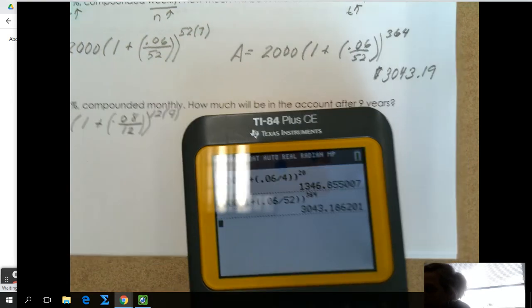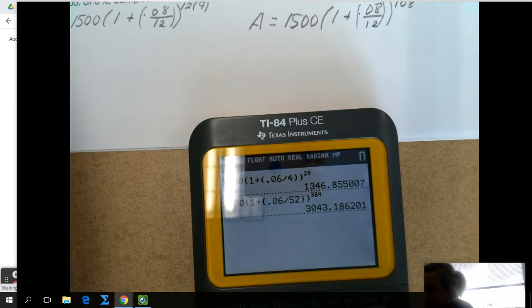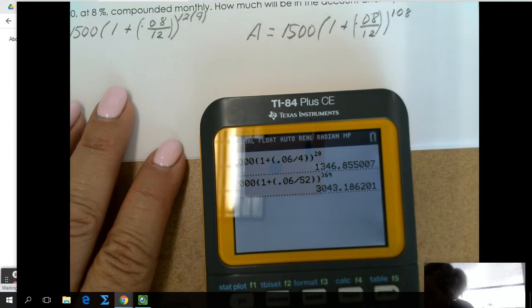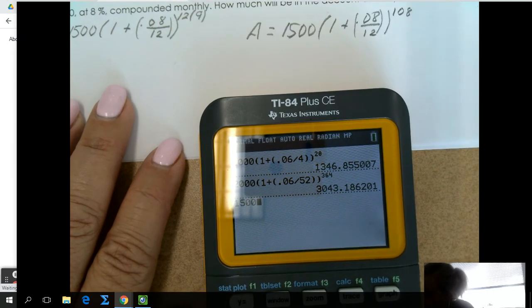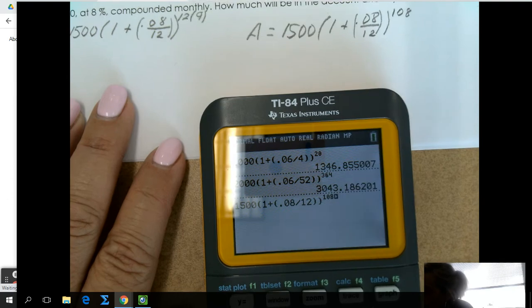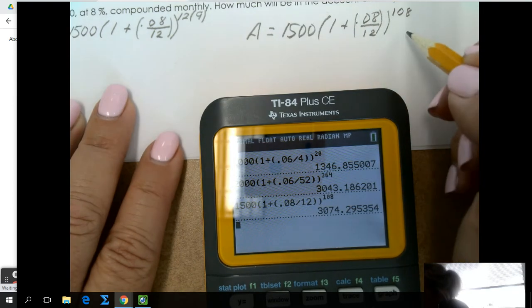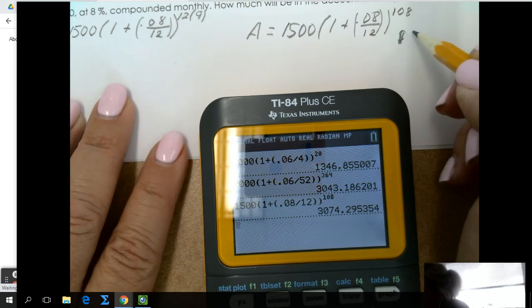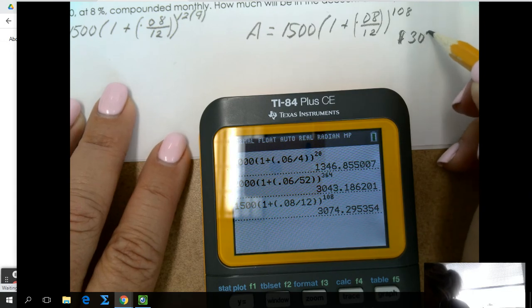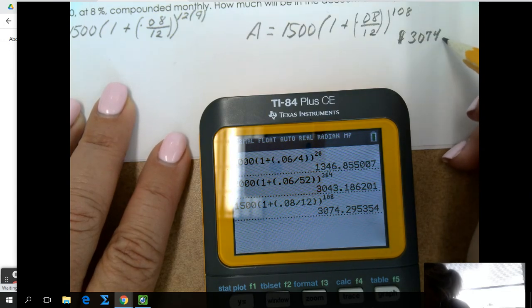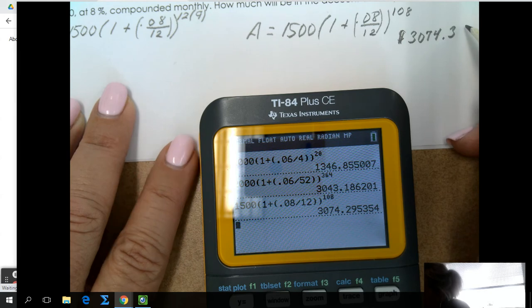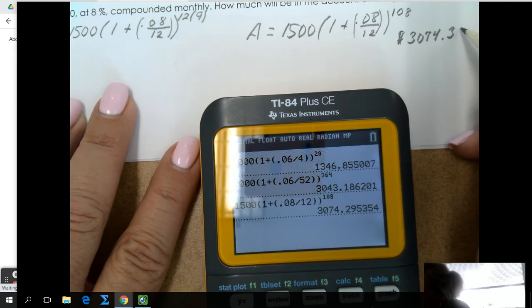And last one. $1,500, 1 plus 0.08 divided by 12 for monthly in this case, and we're going to raise that to the 108 power. These are all reasonable answers. Money should be growing here, but we shouldn't end up with hundreds of thousands of dollars. It doesn't make sense. We're not investing that much to begin with, and we are not earning a crazy amount of interest. Okay, we're going to call that 30 cents.